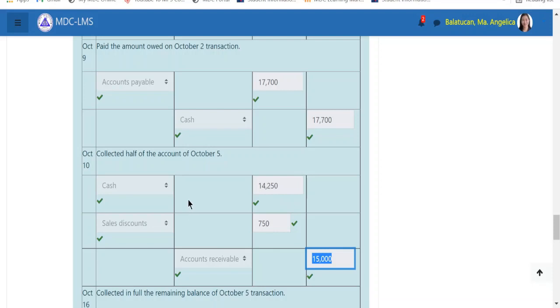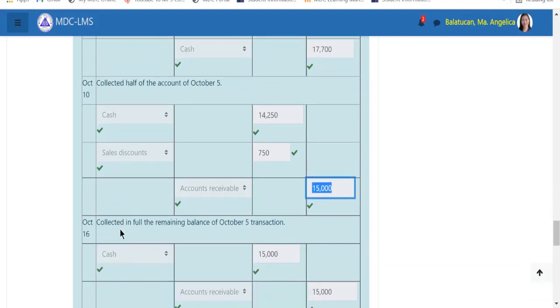Next is, since in the instruction they allow discount even on partial payment, so the 5% discount is based on 15,000. So that's 750, and the remaining amount would be your collection of cash. Again, we record this as a sales discount because we are recording here as a seller.